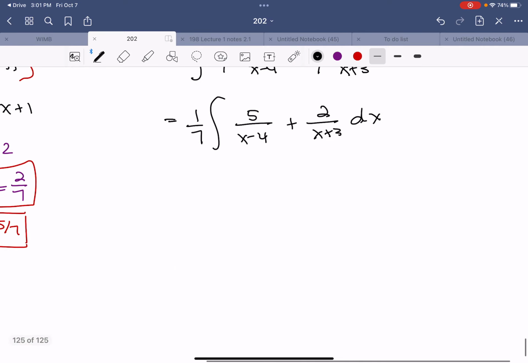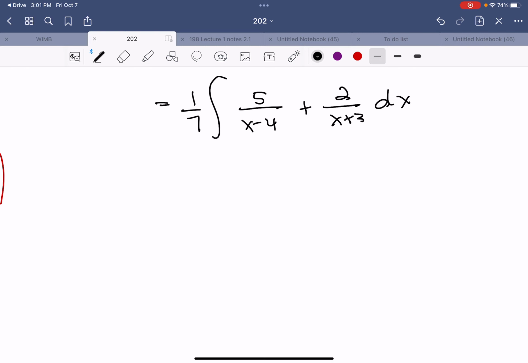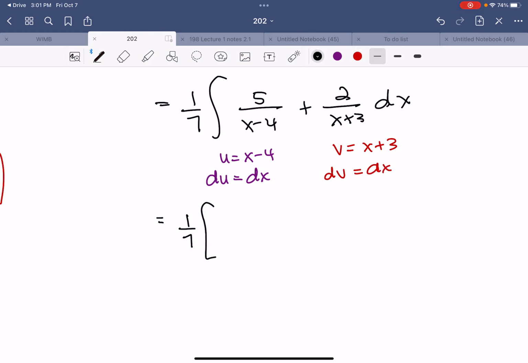All right, these are little u-substitutions. So if you sub for x minus 4, you get du equals dx. And if you sub for, and I'm going to call it v just so that it's not the same letter, if you let v equal x plus 3, then dv is just dx, right? So this is 1/7 times the integral of 5 over u du plus the integral of 2 over v dv.